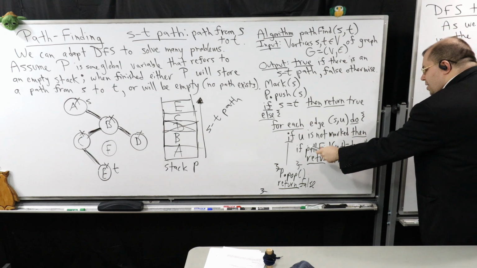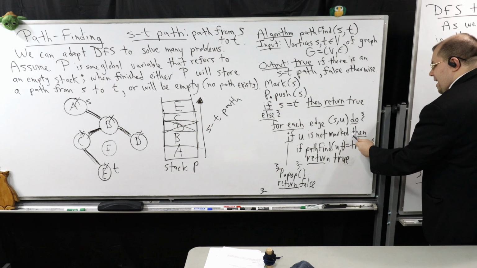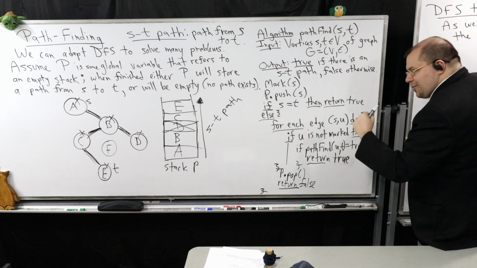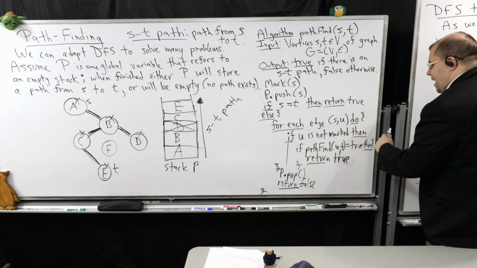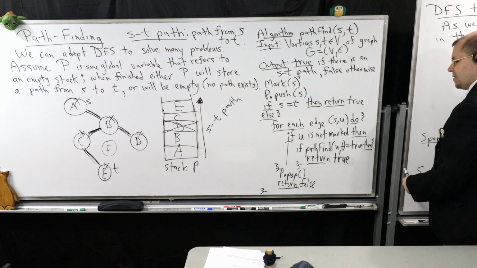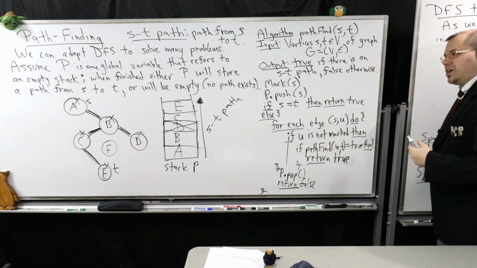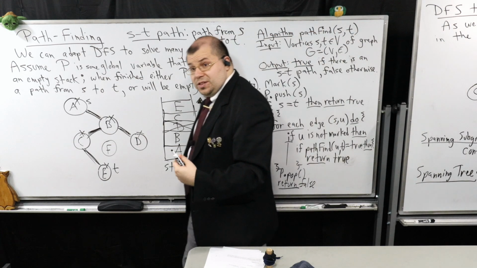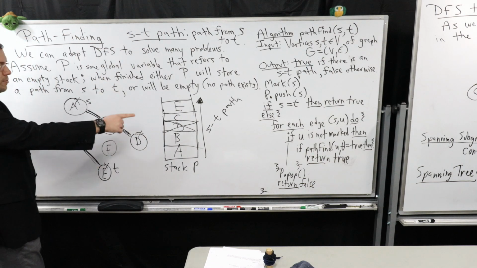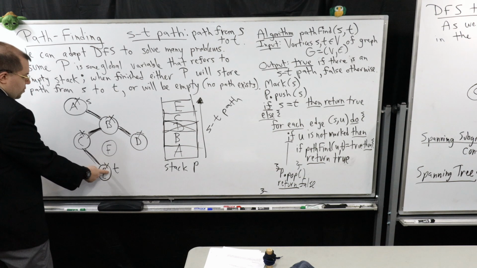So if it's not marked, then I just recursively apply pathfind with U and T. I would go one step further, just like I did over here, and ask on U to T: is there a path from U to T? If it returns true, then you know you found a path, right? So you're going to find that when you're looking at this recursively, as soon as I find that path, it returns true. As soon as it found this, it said, okay, return true.